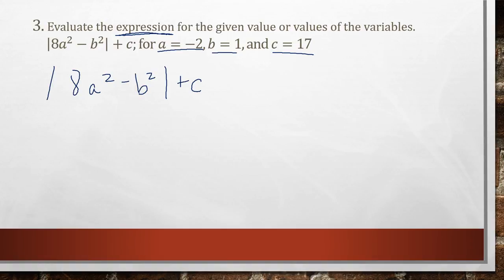And wherever we see a variable, we're going to plug in a number that's represented by it. So the first one that we see is a, and that's represented by negative 2. So we're going to plug negative 2 into the place where a was. And see how I put it in parentheses? It's very important to do that so that you properly solve this expression. Now we have minus, and then b was 1. So we plug 1 into b, bring down that absolute value symbol. And then we have plus c, and c is 17.